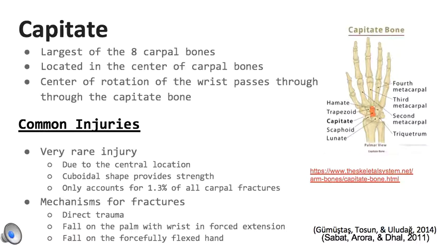If a fracture were to occur here, there are 3 different postulated mechanisms for fractures of the capitate, which include direct trauma to the dorsal surface of the bone, fall on the palm with the wrist in forced extension, and fall on the forcefully flexed hand.